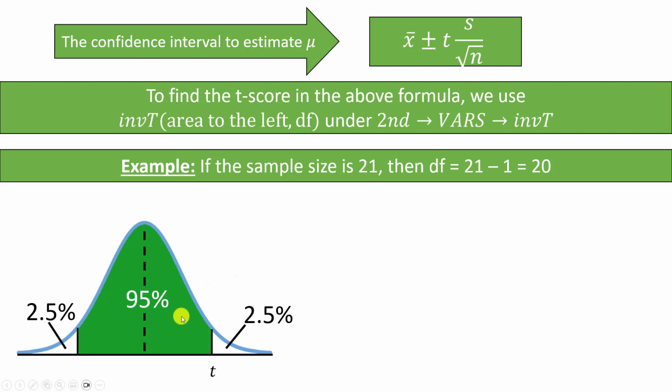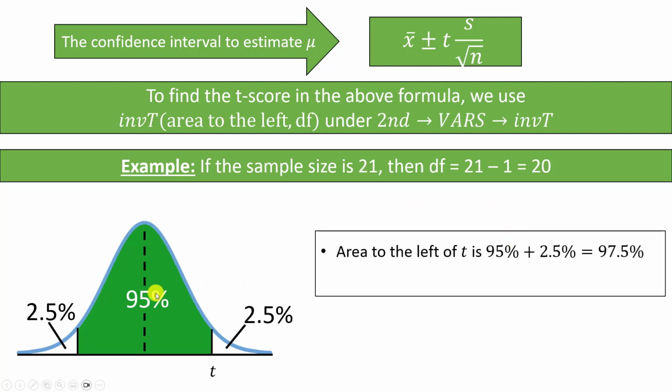The t-score that we're searching for is the t-score on the right-hand boundary. We need the area to the left of the right-hand boundary, which is equal to 95% plus 2.5%, which is 97.5%. 95 and 2.5 are both to the left of the t-score, so we must add them together to find the area to the left. At this point, we found the two inputs into inverse t. We have the area to the left, which is 97.5%, and we have the degrees of freedom, which are 20. So we can head to the TI-84 calculator.